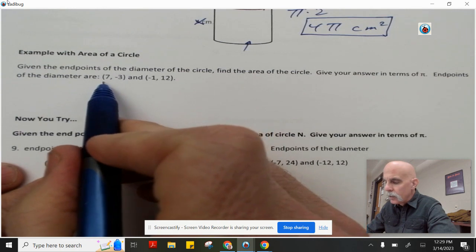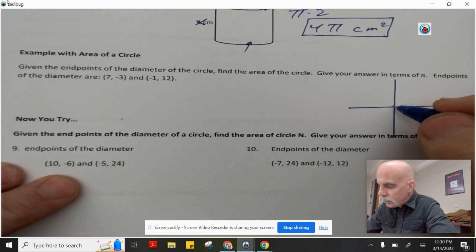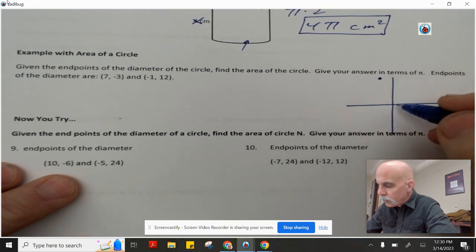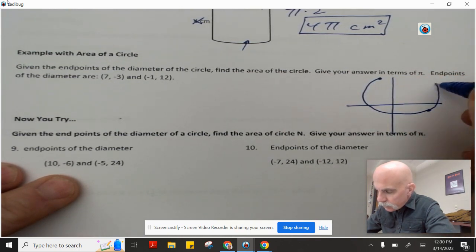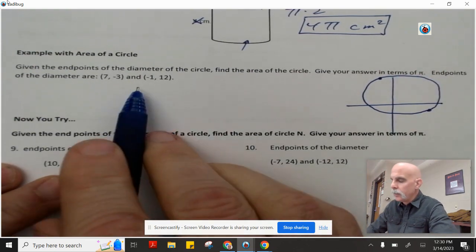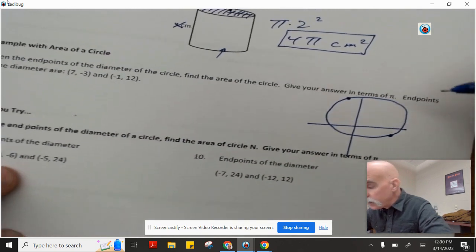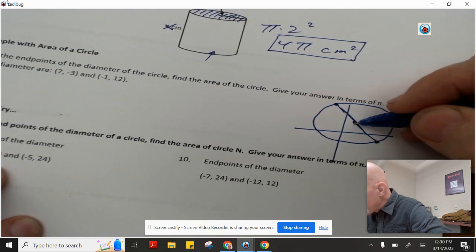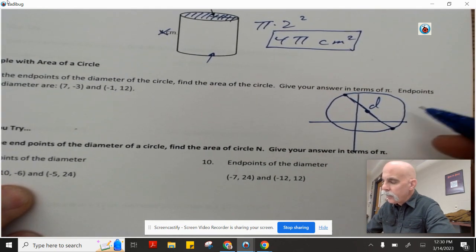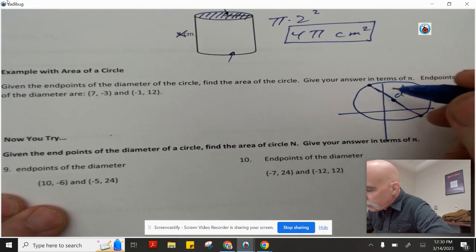Okay, given these coordinates, so if I was going to look at this on the coordinate plane, if I went to the left 1 up 12, and if I went to the right 7 down 3, these would be the endpoints of a circle that are doing something like this. And so the dilemma here is to find the area of this circle when all I know are these endpoints of a diameter. Now, it does say diameter, so this is handy to know that this goes through the center. If I did figure out the diameter, I could get the radius pretty easily, and that's our plan.